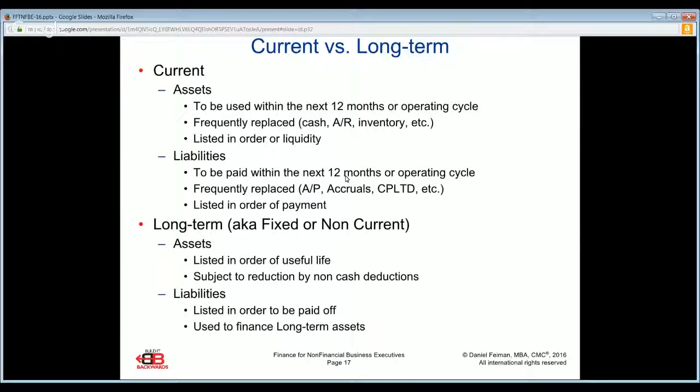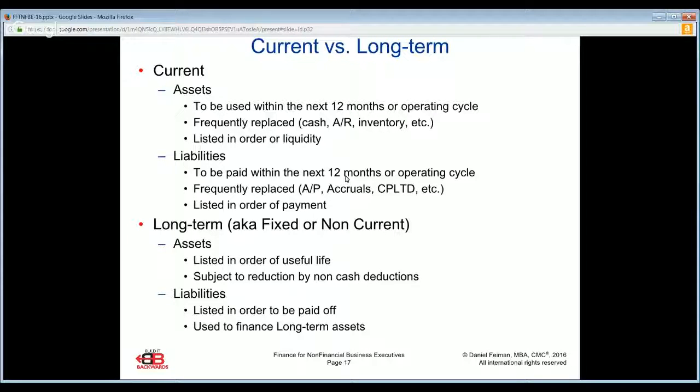Now, when we compare current versus long-term, we've covered some of this already. The specific accounting guideline is assets that we're going to use up within the next 12 months or operating cycle is the requirement. Well, for the vast majority of organizations, those are the same thing. But in one or two industries, the operating cycle is greater than a year. That's when there's an exception made if that is standard in that industry. Again, there's very few industries that meet that.